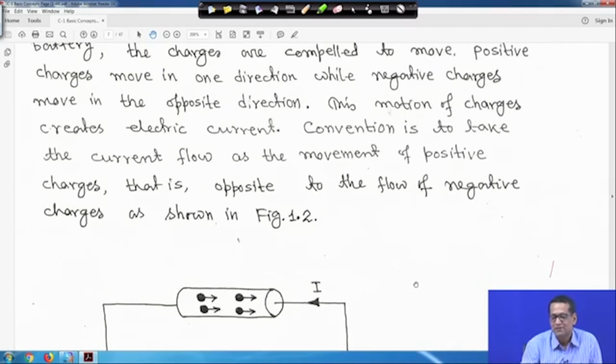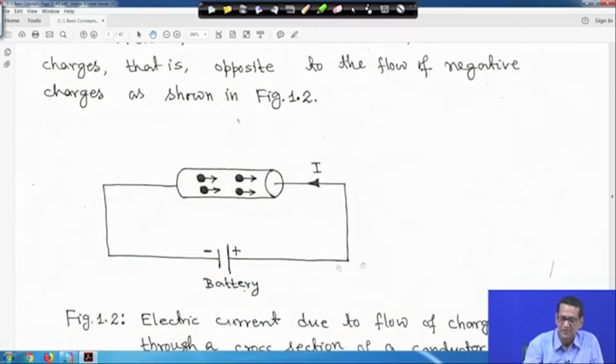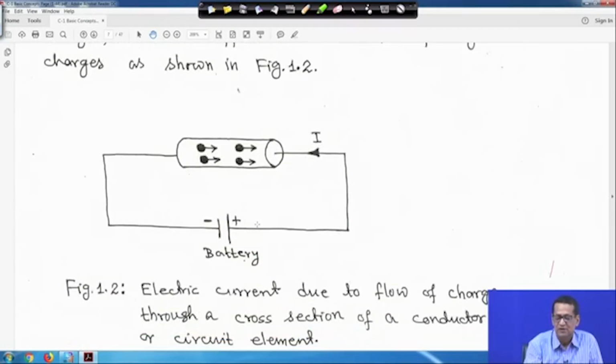Therefore, if you look into that, the convention is to take the current flow as the movement of positive charges, that is opposite to the flow of the negative charges, as shown in figure 1.2. So, the direction of the positive charge flow is the direction of the current, or opposite to the negative flow of the charge.